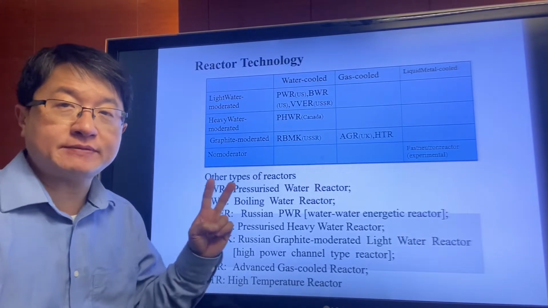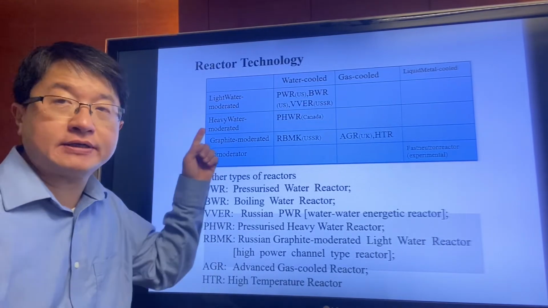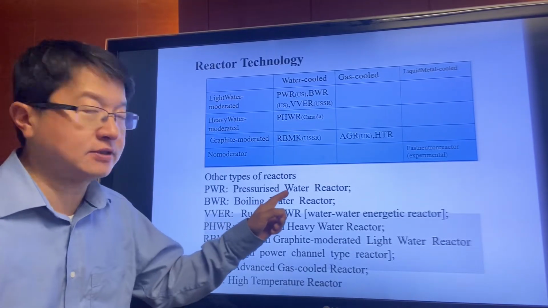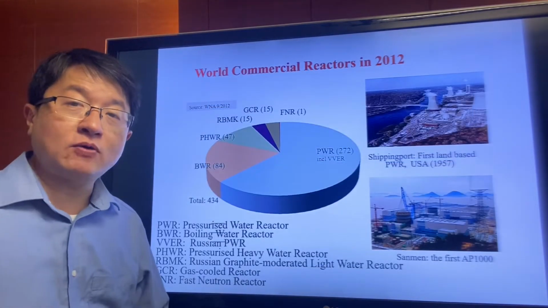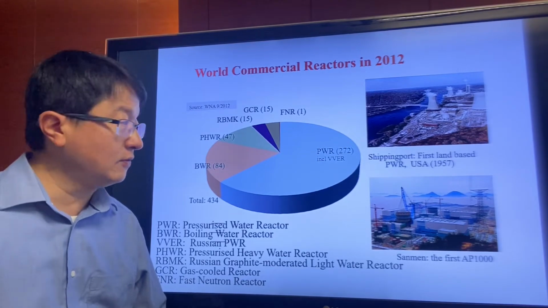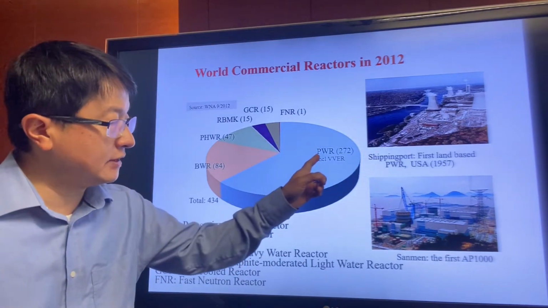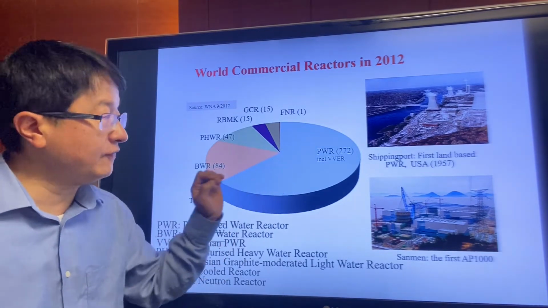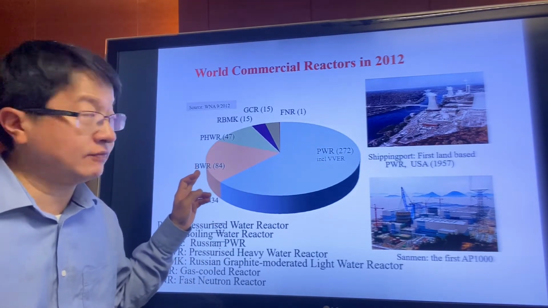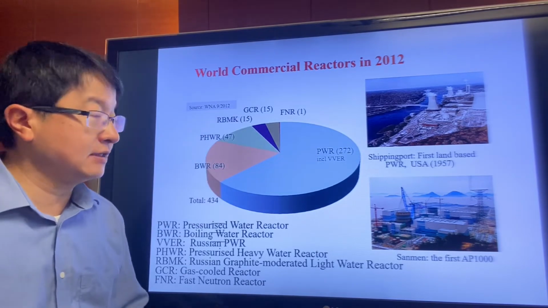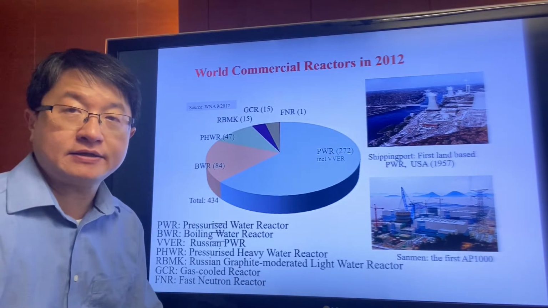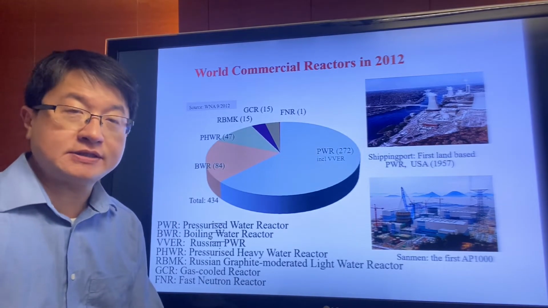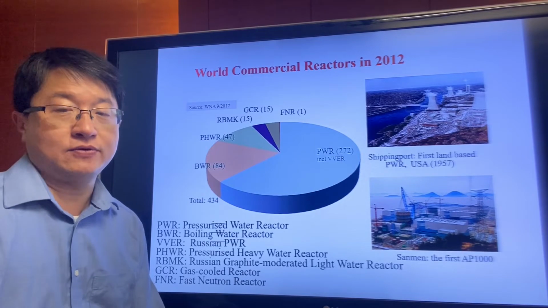There are two types of light water moderated reactor. One is called the boiling water reactor and another is called the pressurized water reactor. In most of the installations in the world nowadays, we use the pressurized water reactor, which is more than half, and then the next is the boiling water reactor. The rest are other types of reactor that are not so important, because the technology is maybe either too new or too old.